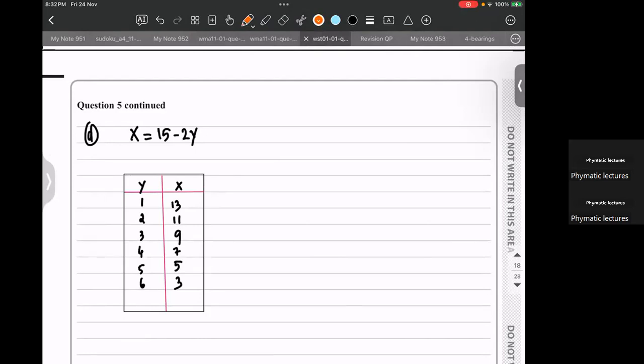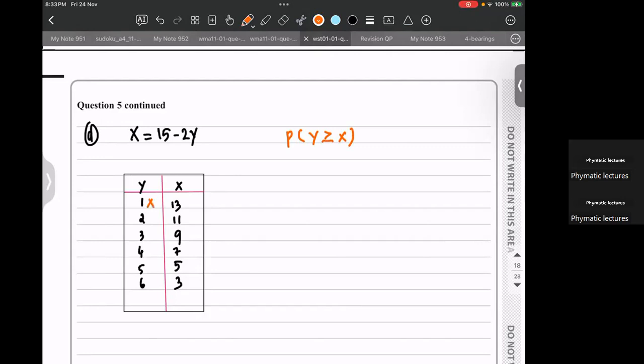These are the values of x for the corresponding y values. Now the question is: what is the probability of y greater than or equal to x? That is the question. Probability of y greater than or equal to x means in which cases y is greater than x.